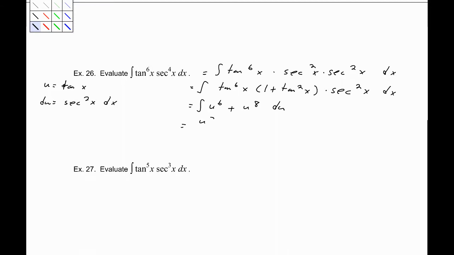Which will be u to the 7 over 7 plus u to the 9 over 9 plus c. Substituting in tangent, tangent to the 7th x over 7, plus tangent to the 9th x over 9, plus c.